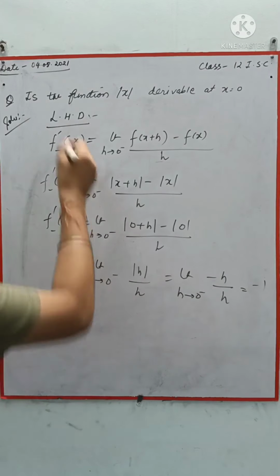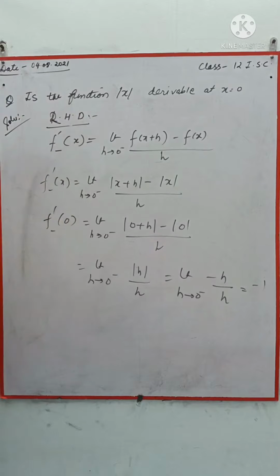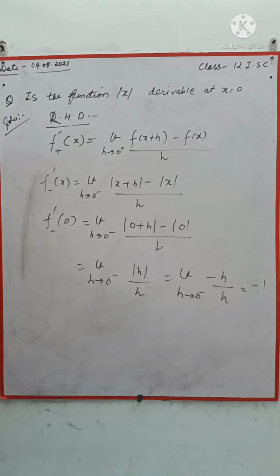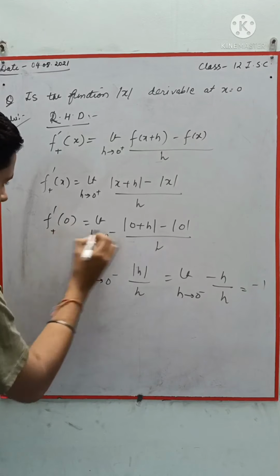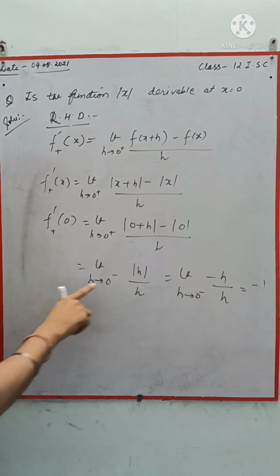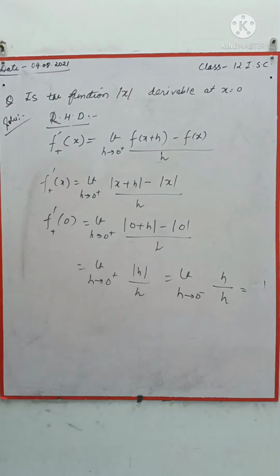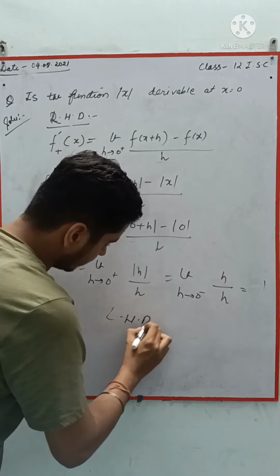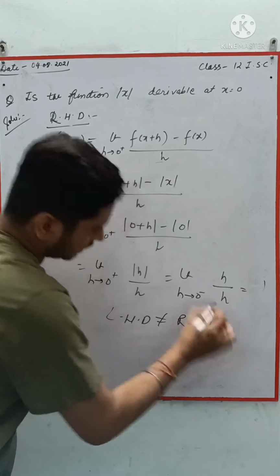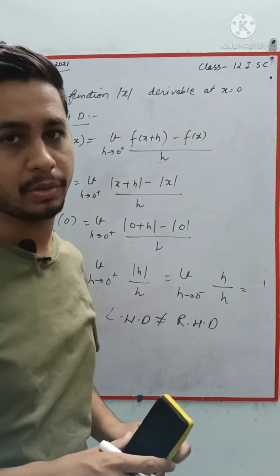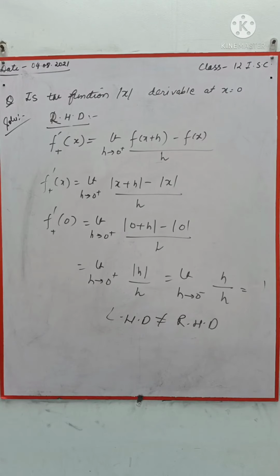Now for the RHD, I am just making the changes here only. For RHD, h is positive here and positive here. Now for the positive case, we know the modulus of h is positive h, so we will get 1 as our answer. But from here we have to say that since LHD is not equal to RHD, this is not a derivable function at x equal to 0. I hope this question is clear to you.